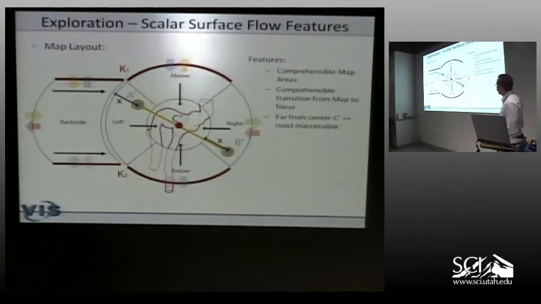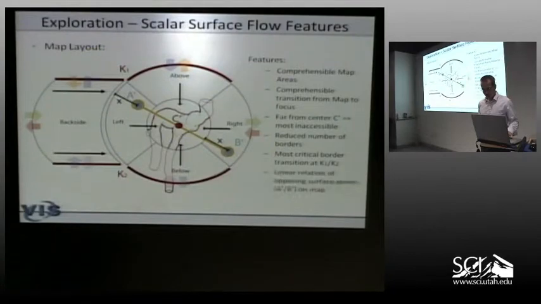We also checked this in an evaluation with several medical doctors, and in particular they liked that they could see the flow at the opposing sides simultaneously. That was important for them. One drawback, of course, is that if you move a feature here at this zone, then it disappears here and appears here again, and vice versa. So there is a discontinuity which is not very nice. So that is the most critical border.